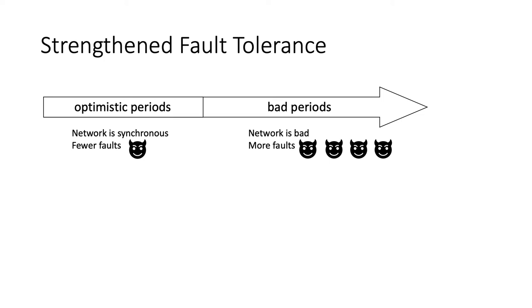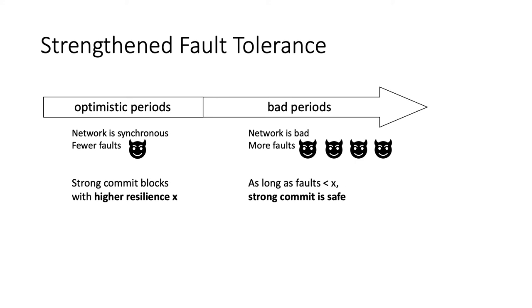In reality, there will be good periods and bad periods. In good periods, the network is synchronous and the number of faults is small, while in the bad periods, the network will be asynchronous and there may be lots of faults in the system. So what we want in strengthened fault tolerance is to commit blocks with higher resilience during the good periods, so that even during the bad periods, as long as the number of faults is less than the higher threshold x, our strong committed blocks are safe.